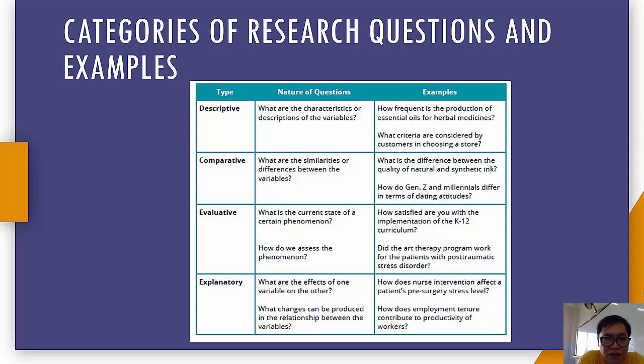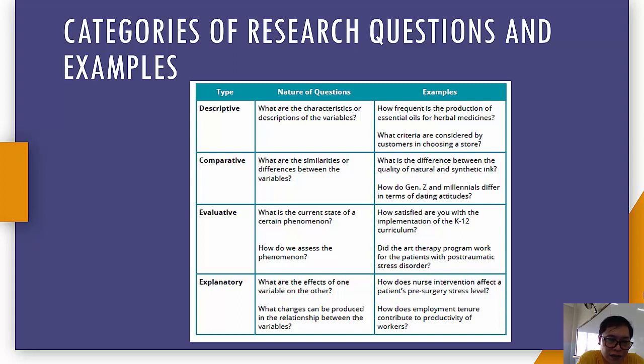So evaluative. What is the current state of a certain phenomenon? It is evaluative. What is the current state? It also starts with what and how, but it is an evaluative question. So what is the current state of a certain phenomenon? And then you have an example: how satisfied are you with the implementation of the K-12 curriculum?